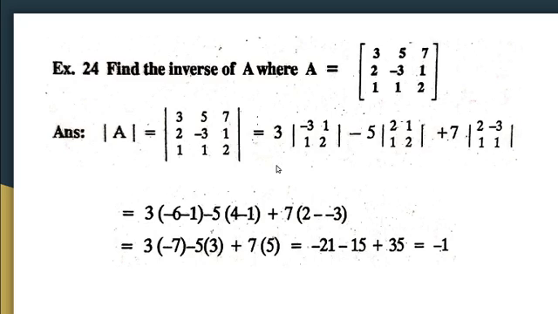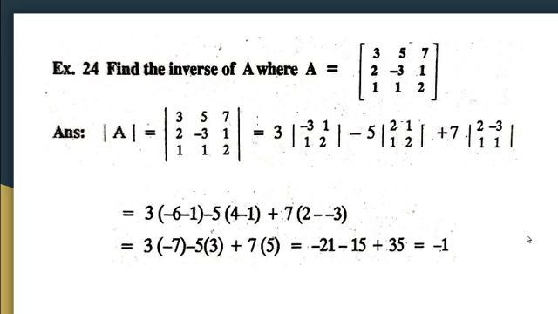Then by finding the determinant value of these 2 by 2 determinants, you will get finally the determinant value as minus 1. That means 3 into minus 3 into 2, that is minus 6, minus 1. Then minus 5, 2 into 2, 4, minus 1, plus 7, 2 into 1, 2, minus of minus 3, that is plus 3. Then finally we will get the value of determinant as minus 1. So first we found the value of determinant as minus 1.